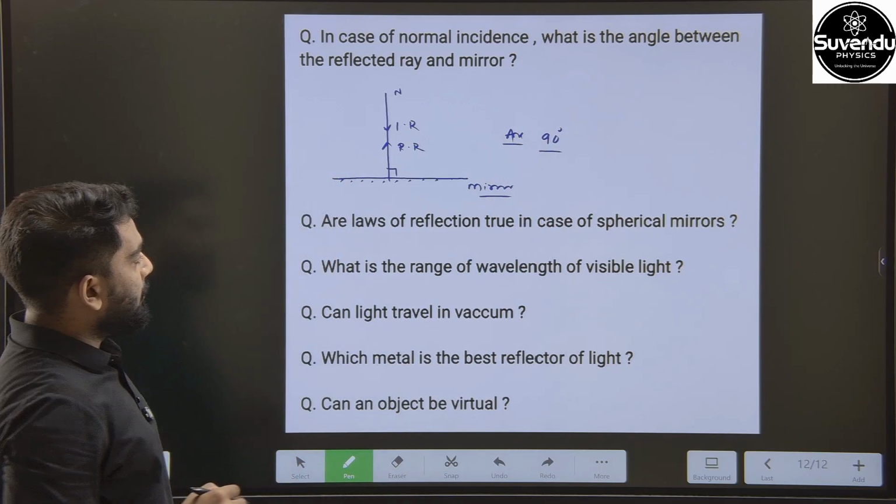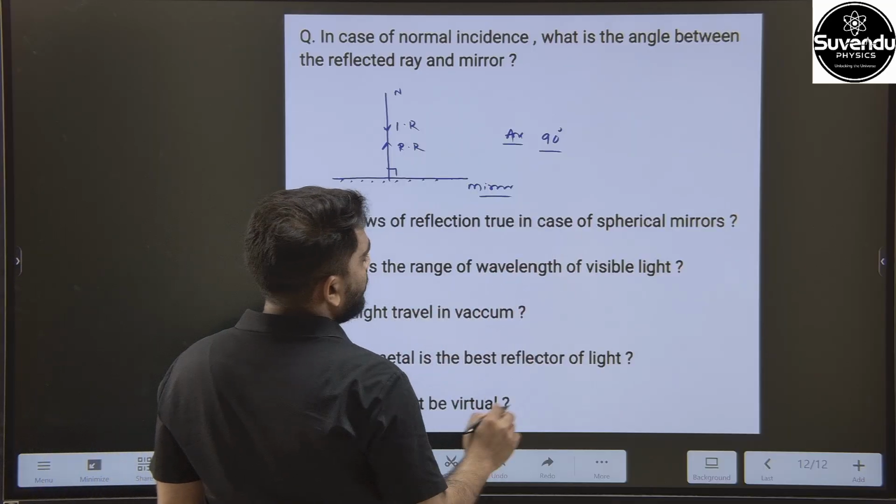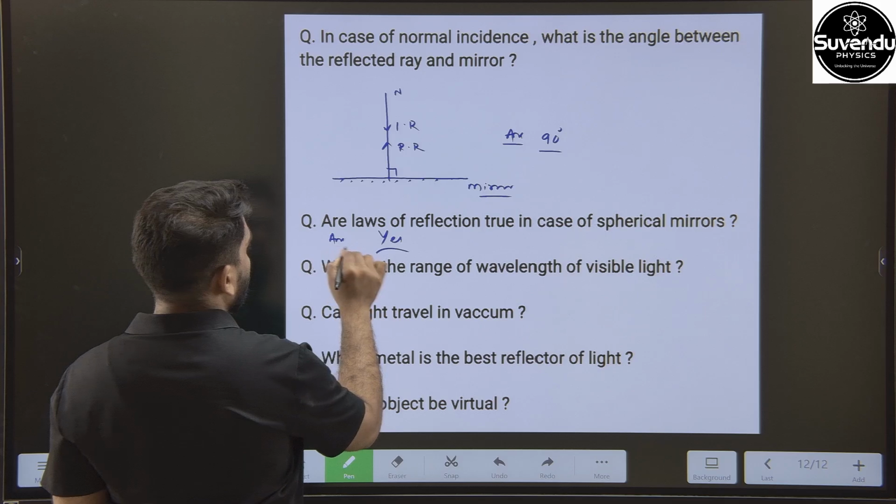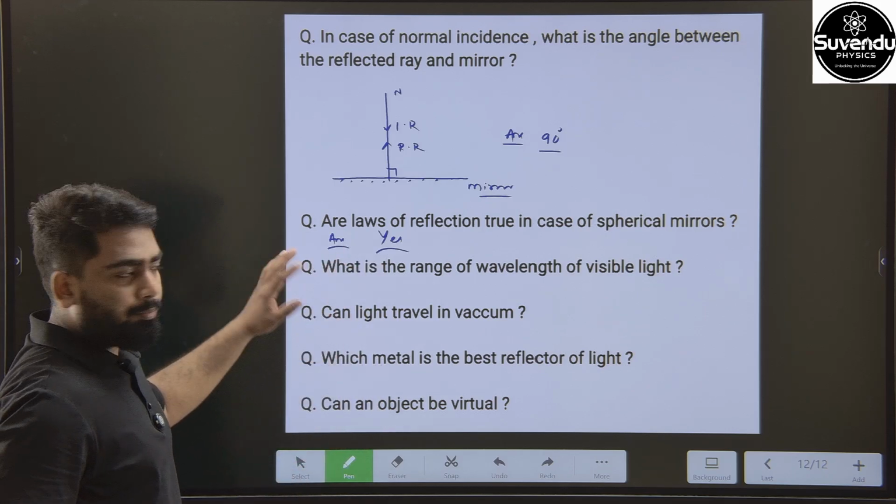Are laws of reflection true in case of spherical mirrors? Yes, it is true. Already in lecture we have discussed.